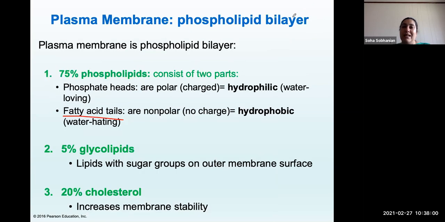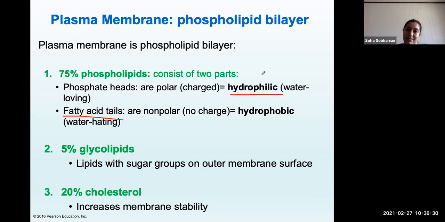So let's take a look, guys. It says phosphate heads are called hydrophilic. The word hydro means water. The word philic means loving. So phosphate heads, I'm going to say this slowly: phosphate heads that like to interact with water have a characteristic called hydrophilic.